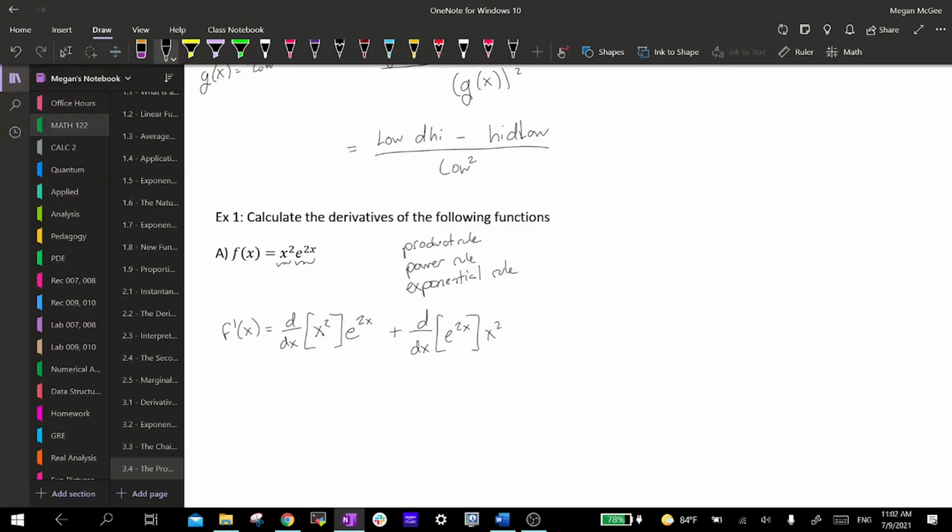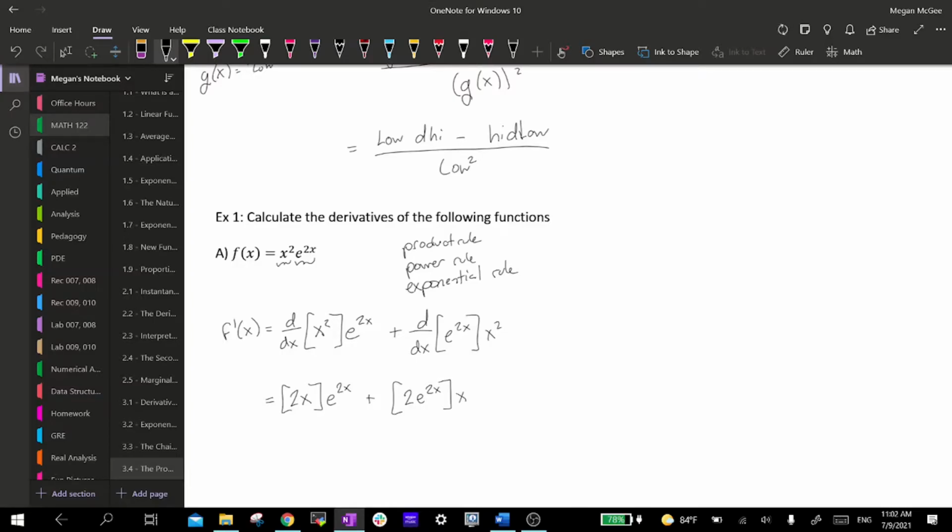So now we just go ahead and calculate the derivatives like we've been doing. The derivative of x squared, that's where we're using the power rule. So we bring the power down and we get 2x times this e to the 2x over here. And then we need the derivative of e to the 2x. So this is our exponential rule of e to the kx. So we pull the exponent coefficient down, but then we leave everything else the same.